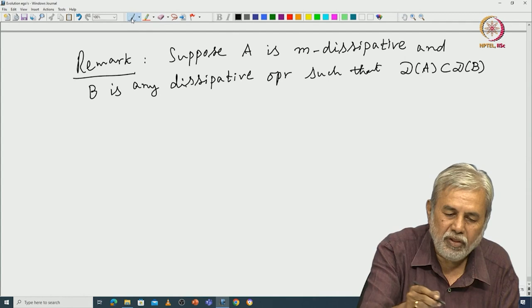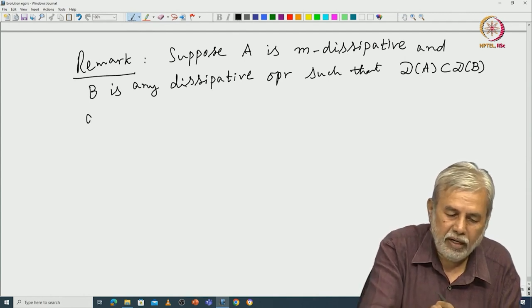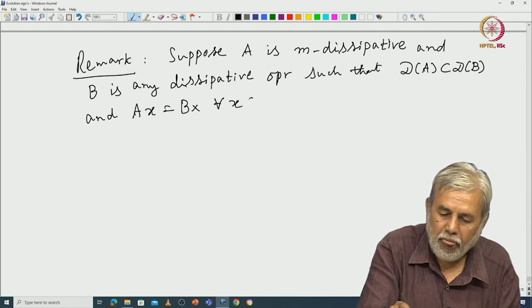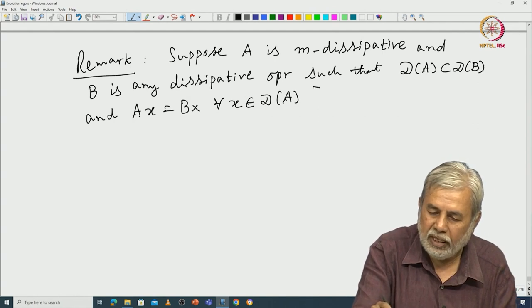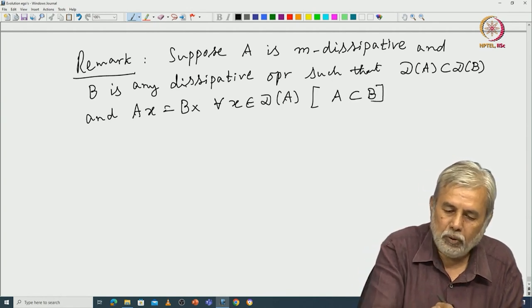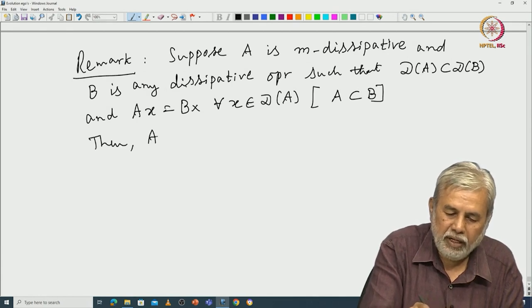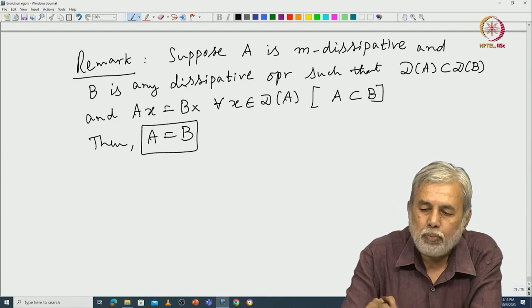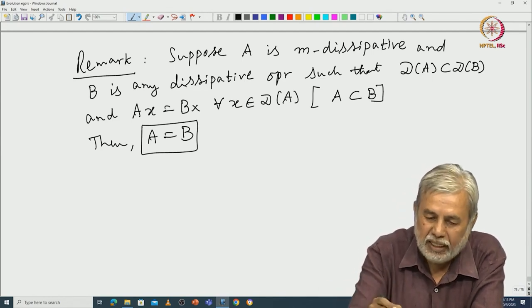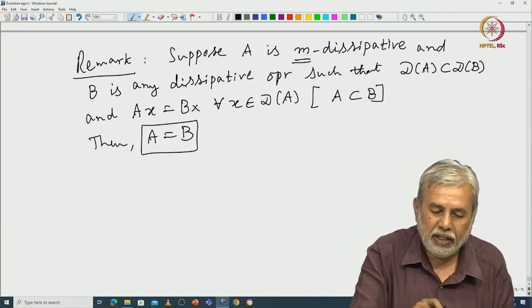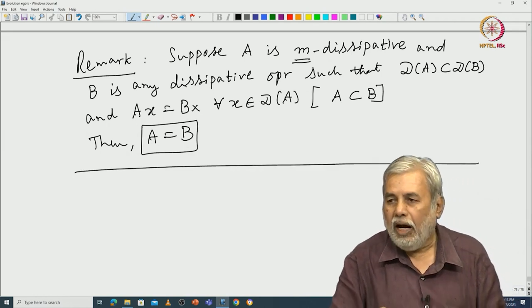Okay. So B is an extension of A, and A x equal to B x for all x in D A. Okay, so this is what we defined. So this, in other words, B is an extension of A. So then, A equal to B. Okay, so when A is already M dissipative, you cannot have any proper dissipative extension of A. So, that is why that M maximal. Okay. So, if there is one extension which is dissipative, then it has to be A itself. Okay, so this is an easy exercise, you can do that.